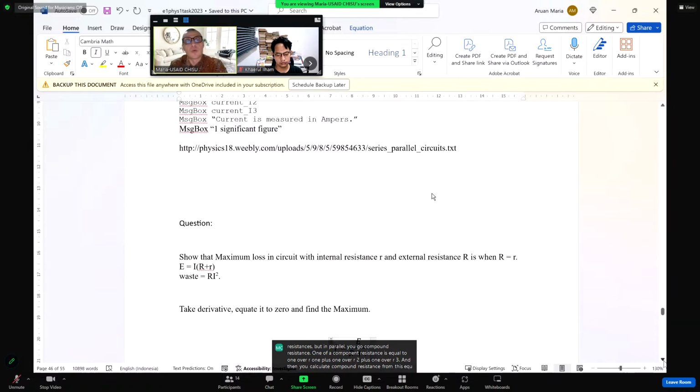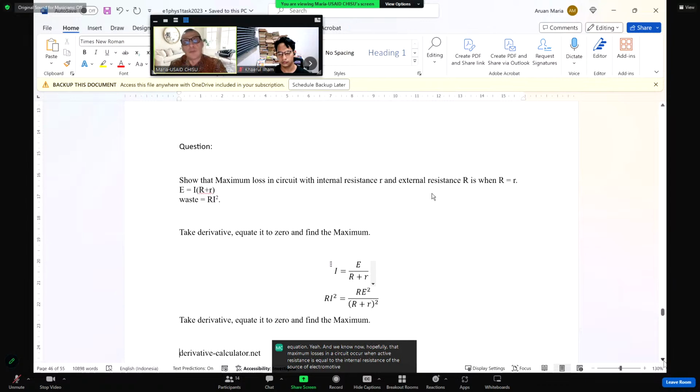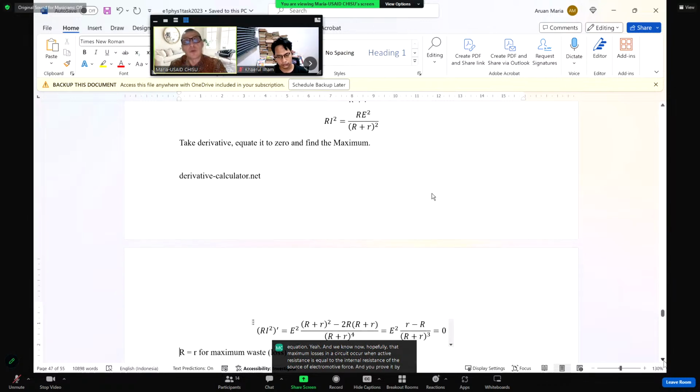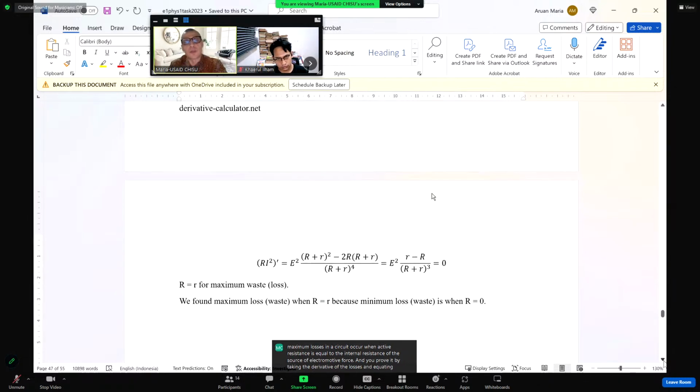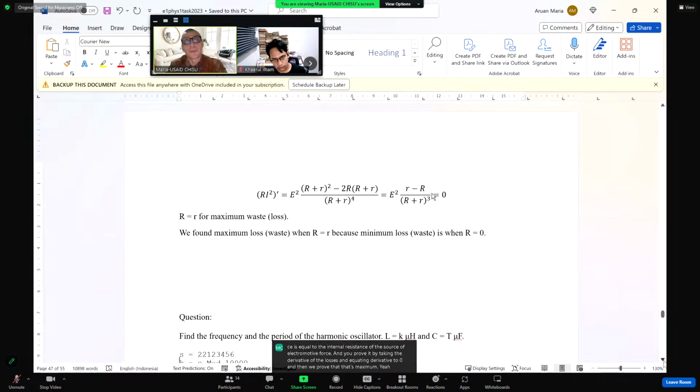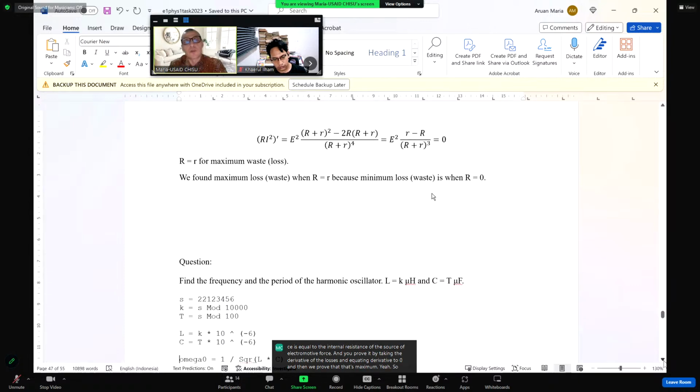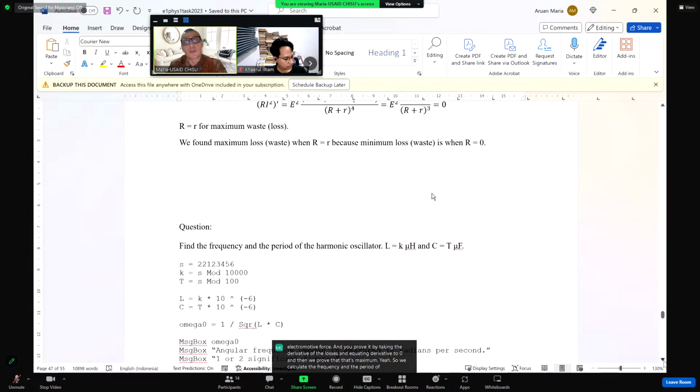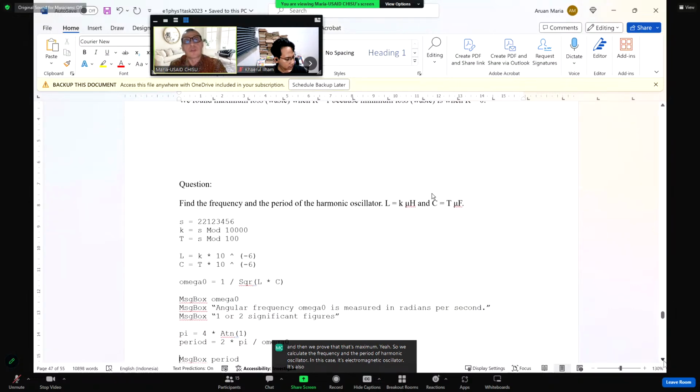And we know now, hopefully, that maximum losses in a circuit occur when active resistance is equal to the internal resistance of the source of electromotive force. And we prove it by taking the derivative of the losses and equating derivative to 0. And then we prove that that's maximum. So we calculate the frequency and the period of harmonic oscillator. In this case, it's electromagnetic oscillator. It's LC circuit, harmonic oscillator.